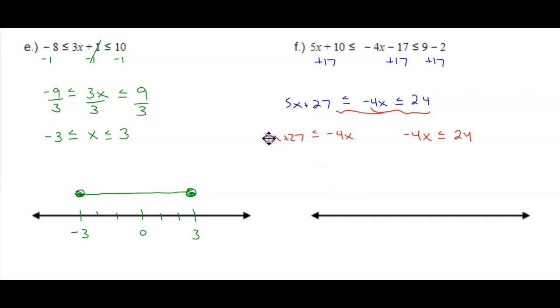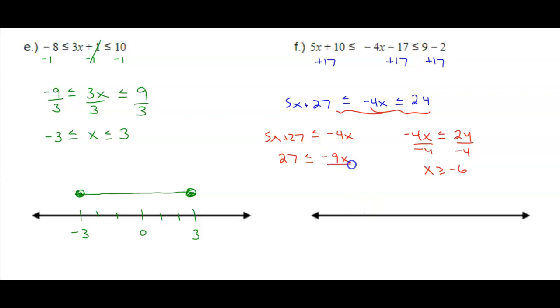So then in order to solve each of these, this first one, I'm going to bring the 5x to the right-hand side. So I get 27 is less than or equal to negative 4x minus 5x, which is negative 9x. And then this one, I'm going to divide both sides by negative 4, and I'm going to get x is greater than or equal to, so I had to flip that inequality, 24 divided by 4 is negative 6.